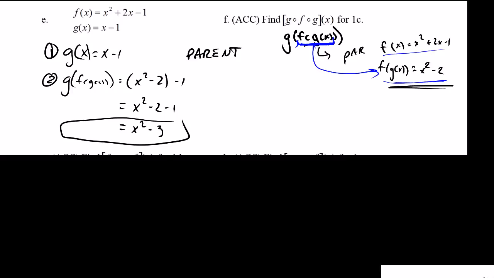So if you have 3 compositions, you start off by doing the innards, find the parent of the innards, and replace it, as we did over here. And then we find the parent of the way outside and replace it with the innards, and away you go. So that's composition functions in a nutshell.